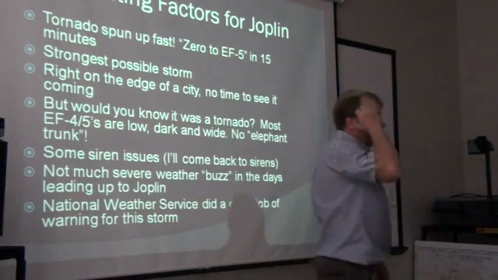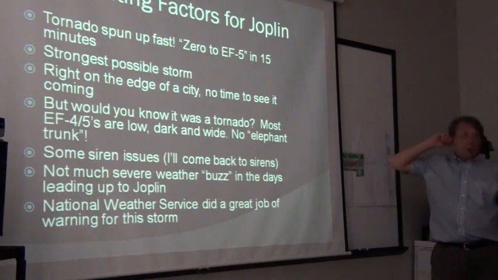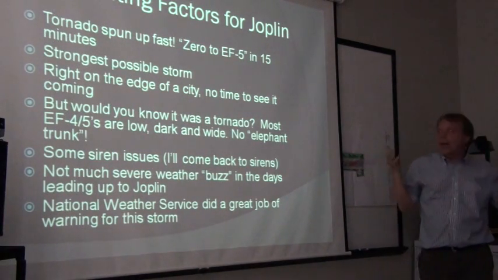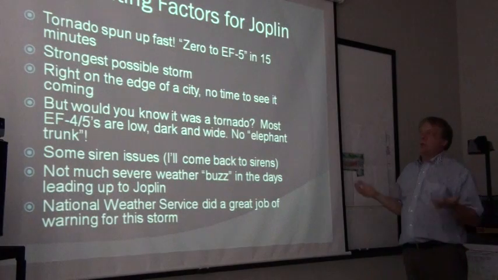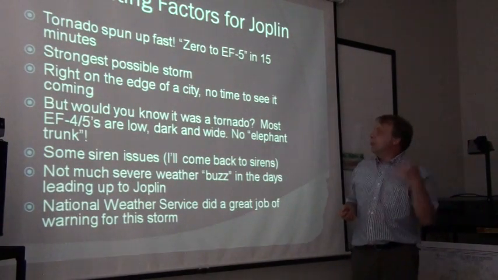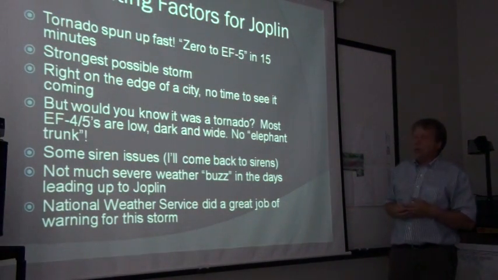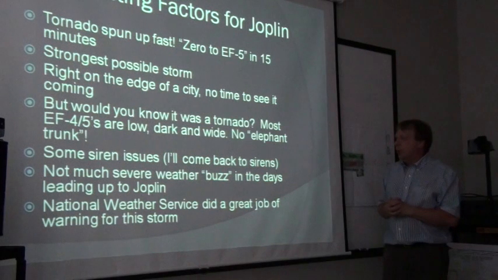So contributing factors for Joplin were the fact that it went from 0 to EF5 in about 15 minutes. It was the strongest storm possible. Of course, EF5 is the highest rating we assign. It was right on the edge of the city, no time to see it coming. And again, I question, would you have known it was a tornado based on visuals? Most of these are low, dark, and wide, no elephant trunk to look for.